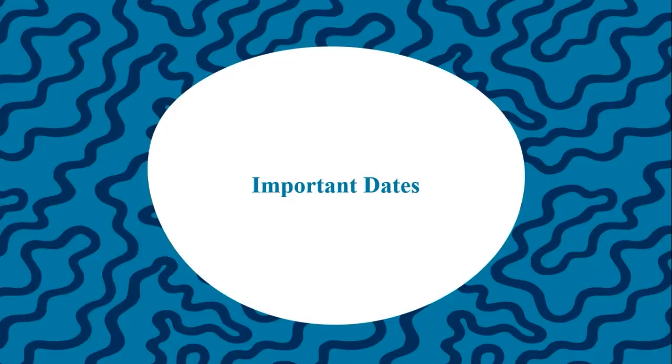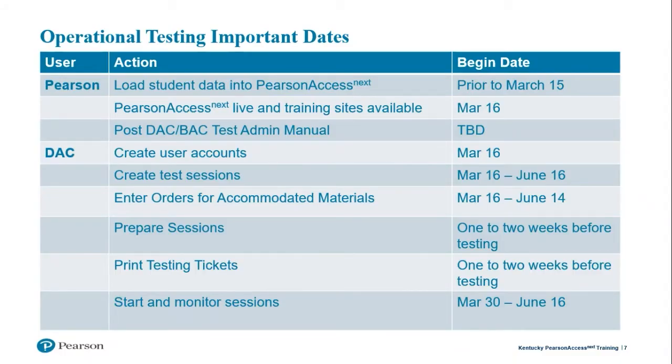All right, next we'll move into some of the important dates. Here on this table, we have some important dates. Beginning with Pearson, we will load the student data into Pearson Access Next prior to March 15th. On March 16th, Pearson Access Next will go live and the training sites will be available.